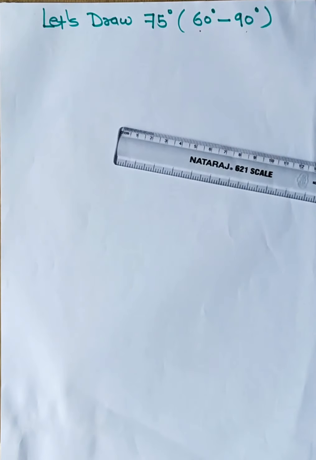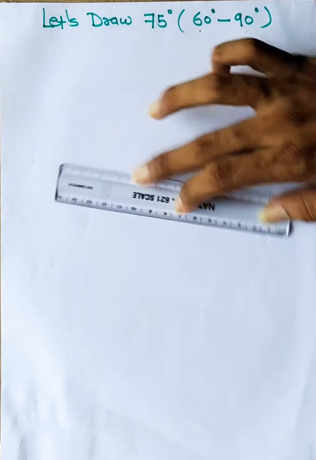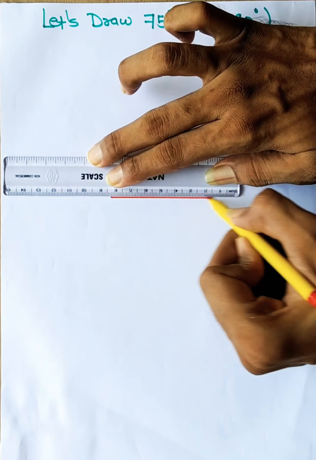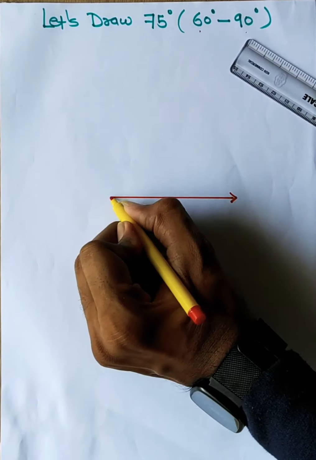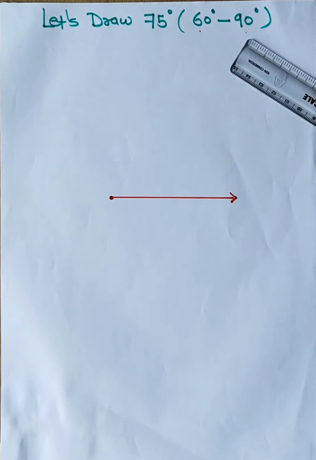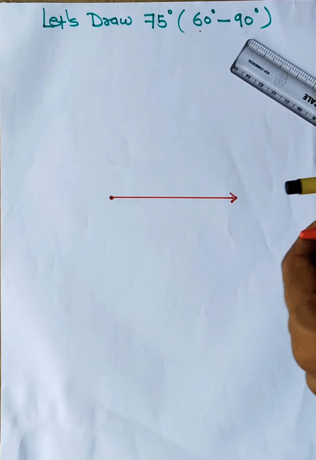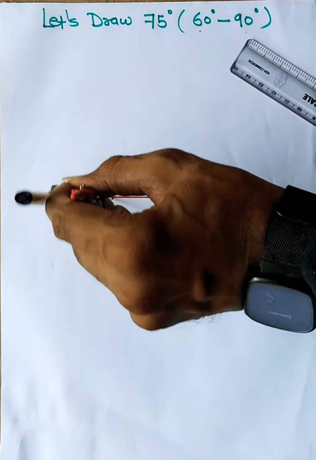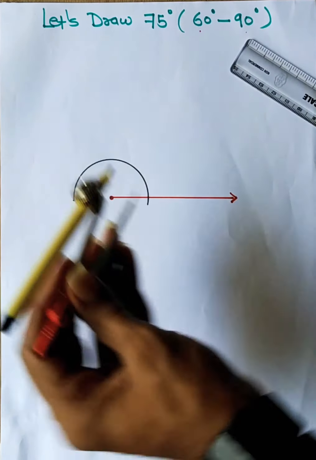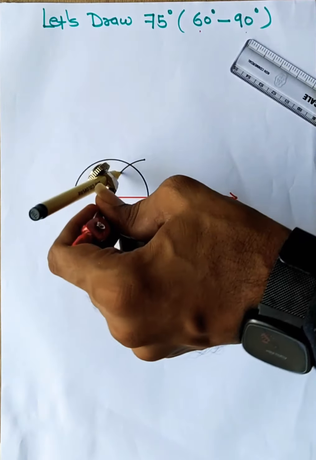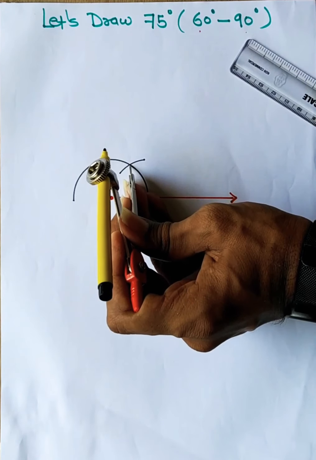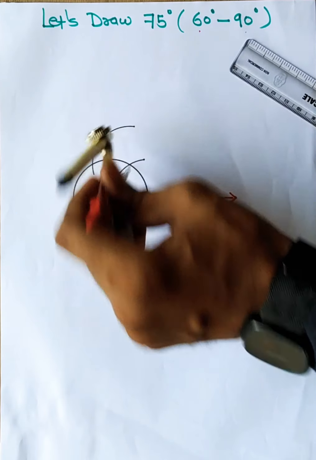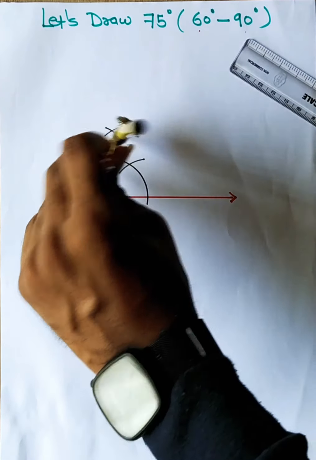So let us draw this angle first. Our first step is to draw a line segment or ray. There is one vertex. Now the second step, again taking arbitrary radius, we will draw a semicircle type. Then first we'll go for 60 degree, then we want 90 degree, so we have to draw an arc from 60, another from 120, right?